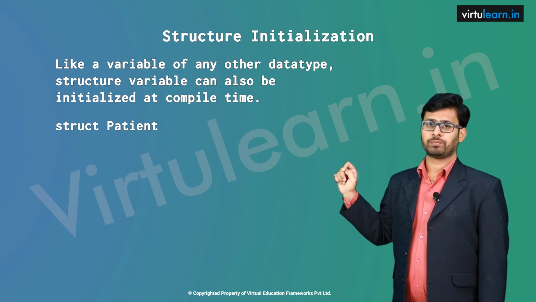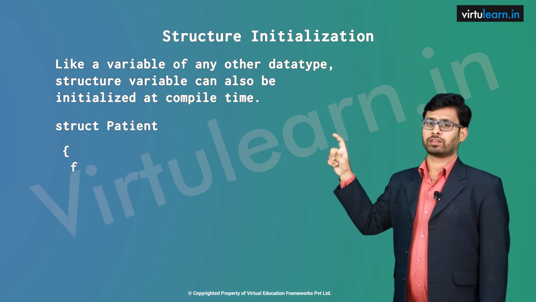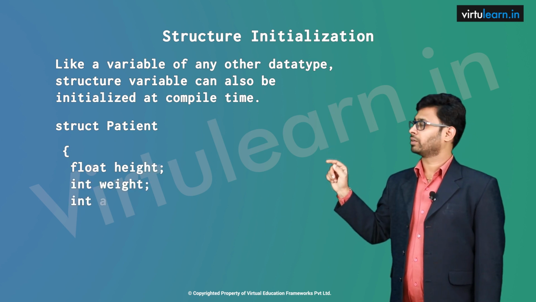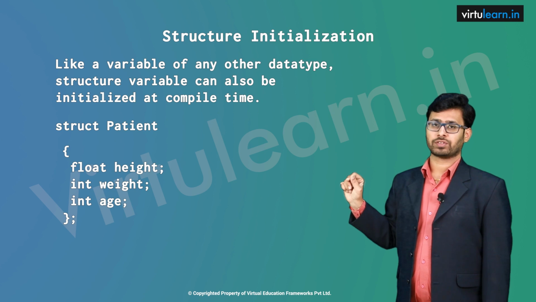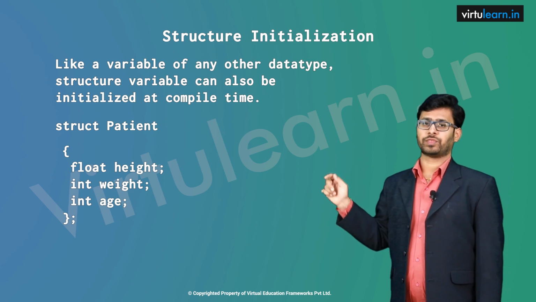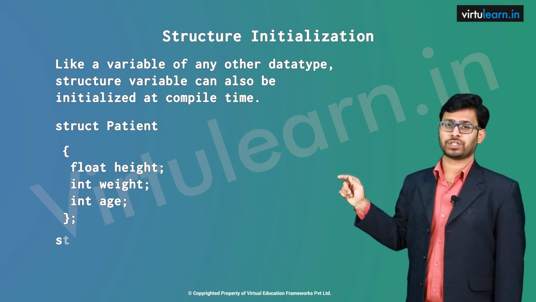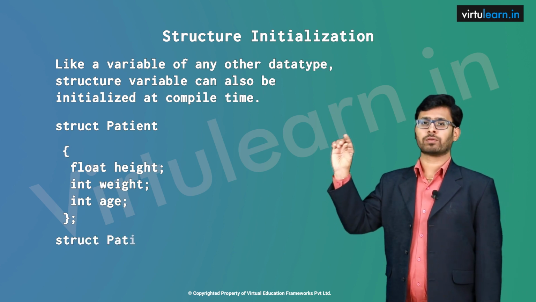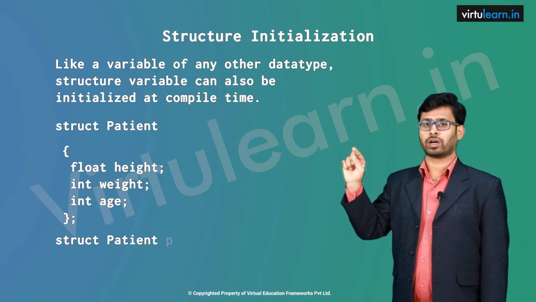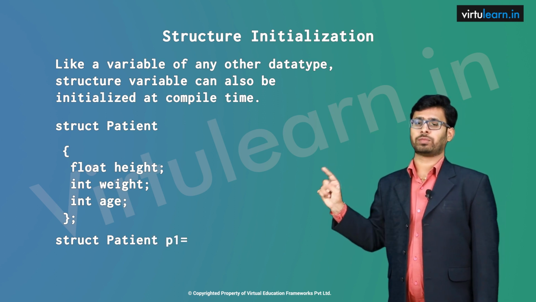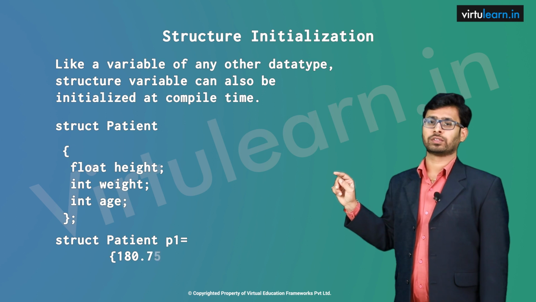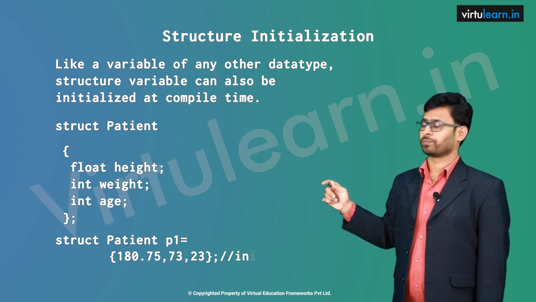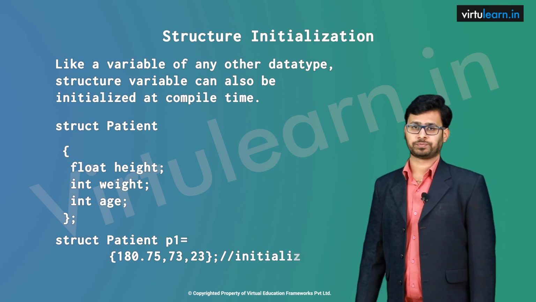struct patient, within the curly braces I am writing the member elements, that is float height, int weight, int age, and I am closing the structure with a semicolon. Next we need to write struct patient p1 equal to the elements we have, written according to the order. That is, the first one is height. So I am taking the height 180.75, comma weight 73, comma age 23. So this is an initialization.